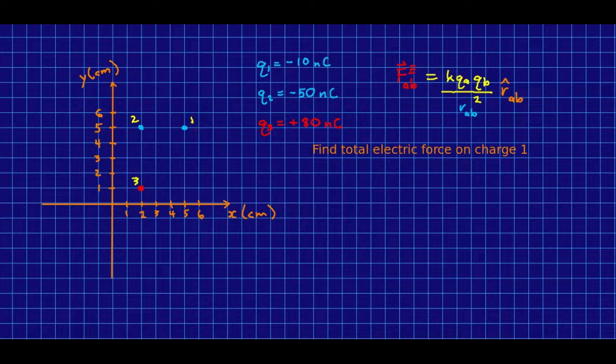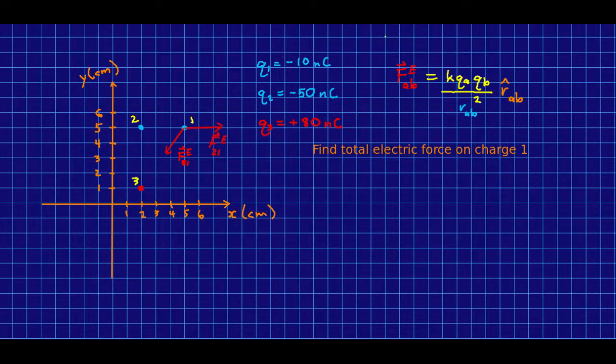There will be a force that 2 exerts on 1, and 2 is repelling 1, so that force will be in this direction. 3 is attracting 1, and so it will exert a force in this direction. And so the total force is probably down and right, although depending on the sizes of these forces, it might end up being down and left.